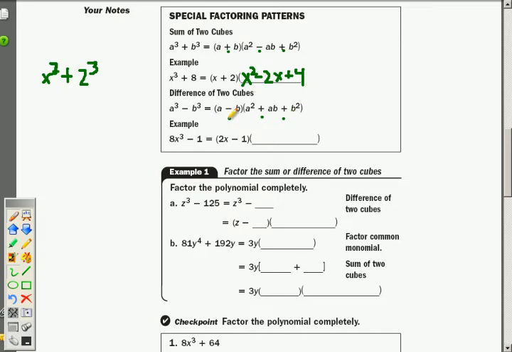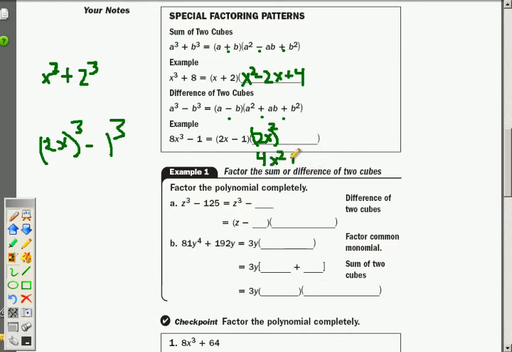If I do a difference of 2 cubes, very, very similar. In this situation, 8x cubed, I really have 2x cubed minus 1 cubed. And so 2x being my a term and 1 being my b term. So if I square my a term, I get 2x quantity squared. Make sure you do the whole quantity. So that's going to end up being 4x squared.